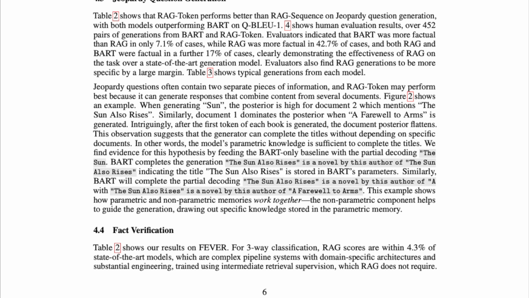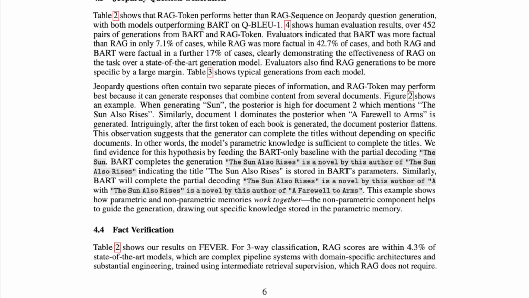4.4 Fact Verification. Table 2 shows our results on FEVER. For three-way classification, RAG scores are within 4.3% of state-of-the-art models, which are complex pipeline systems with domain-specific architectures and substantial engineering, trained using intermediate retrieval supervision, which RAG does not require.